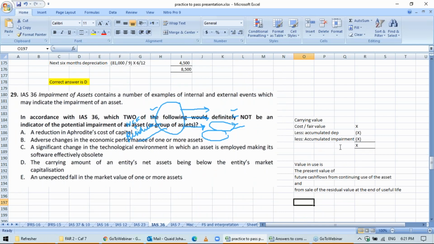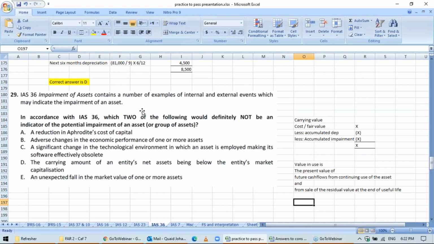Now, in question 29, they are asking about indicators for impairment, like decline in market value, obsolescence, damage of assets. These are all indicators, right? So what they're asking over here is that IAS 36 Impairment of Assets contains a number of examples of internal and external events which may indicate the impairment of an asset, right?